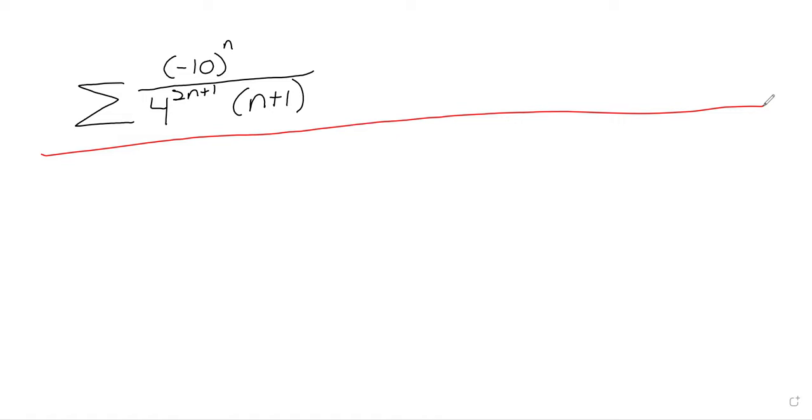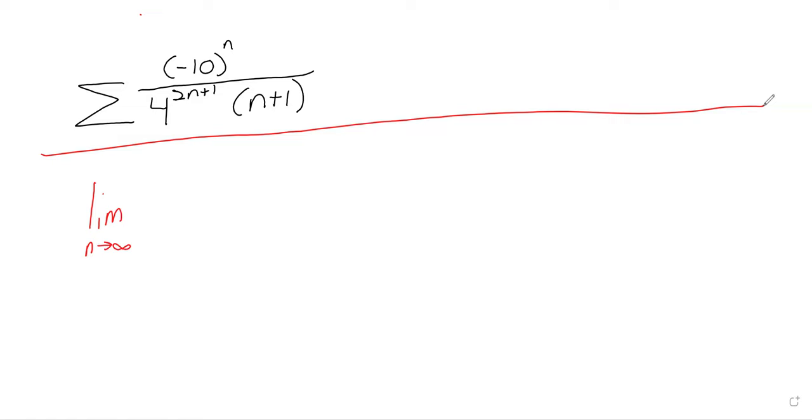I might say, well, the 10 on the top is bigger than the 4 down below, but this isn't a geometric series. There's also that n plus 1. So I don't know what this is going to do, but fortunately, one of the strengths of the ratio test is that you don't need to have any intuition. You can just plug and play with it.